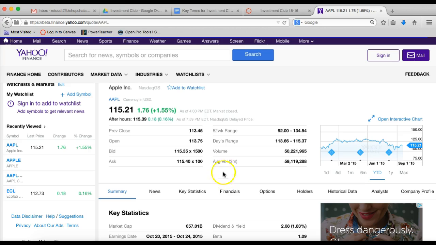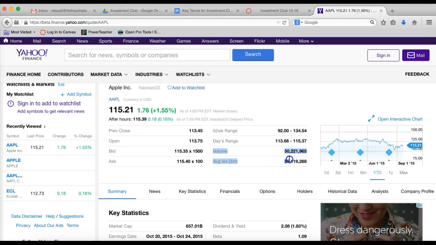In the last video I talked about the range and volume, and you'll notice that Apple's information has changed since the last video. You'll notice that the market is actually closed. I was recording the last video during the day. The market is closed, and Apple ended up $1.76 today. So I just thought I'd point that out.